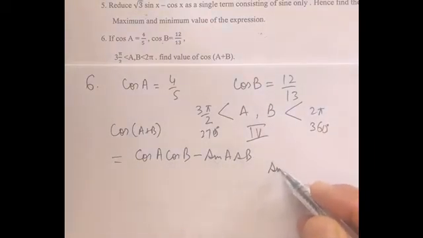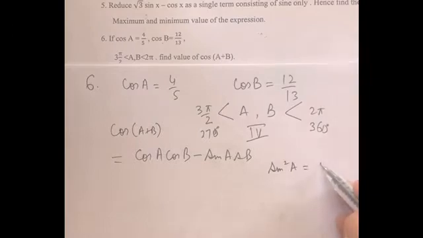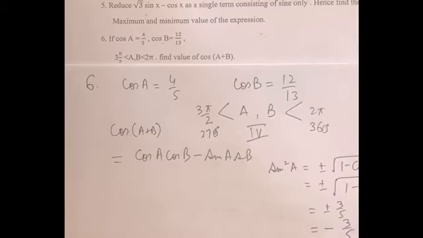So using identities, sine of A is plus minus root of 1 minus cos square of A. This is plus minus root of 1 minus 16 by 25, or this is plus minus 3 by 5. This is minus 3 by 5.